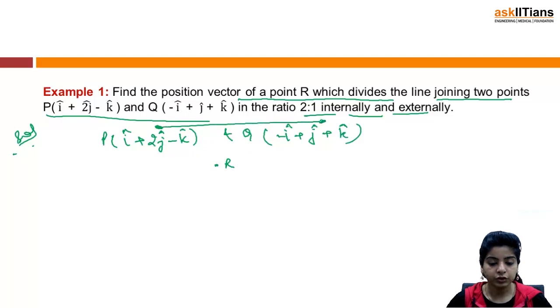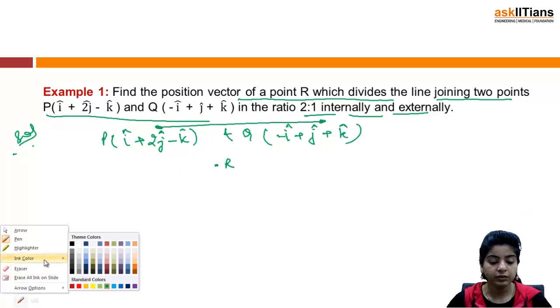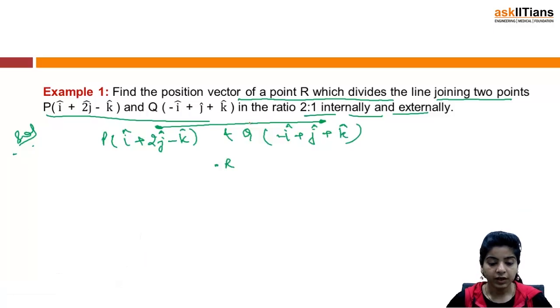In fact, we should have drawn it in this way. I need to find out the position vector of R which divides it in the ratio 2:1. So this is my M is to N, and I need to find out this vector R. How do you proceed?